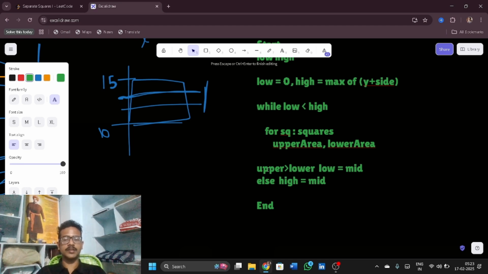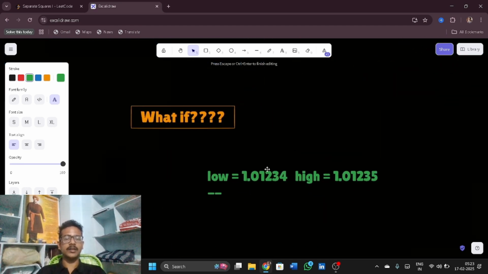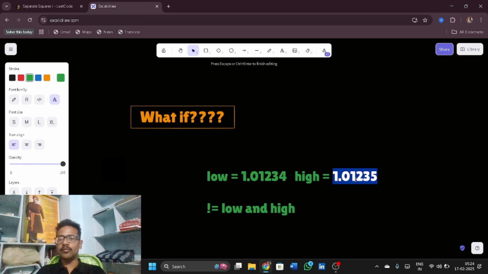But imagine something like low is 1.01234, high is something like 1.01235. At this point there will be no equality of low and high, because it will always be not equal. Even though these two are quite near, they won't be equal if I don't do any operation for them. So low and high will never be equal under some conditions.